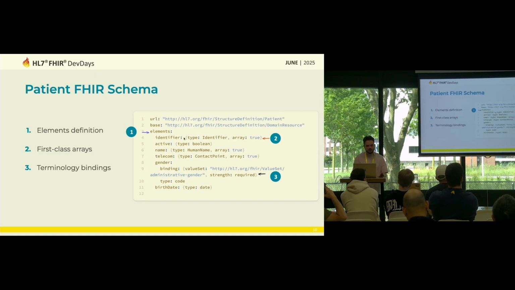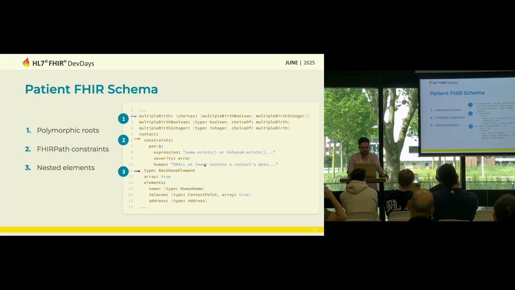So what we have: elements define possible keys in your data, so that's obvious. Arrays are a first-class citizen, so you don't need to deduce it from cardinality. You already know that something is an array or a scalar value. Terminology bindings are similar to the structure definitions. It's just a binding with the value set reference. We have polymorphic roots for ease of use. Whenever you need to validate these union polymorphic types, you can just check allowed choices.